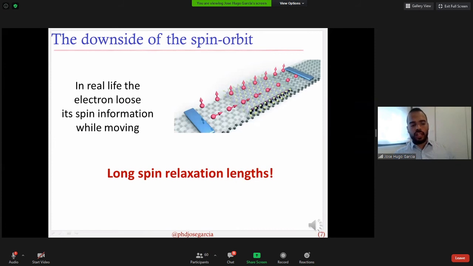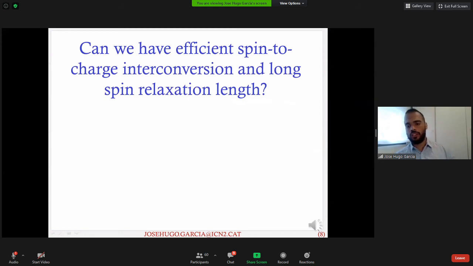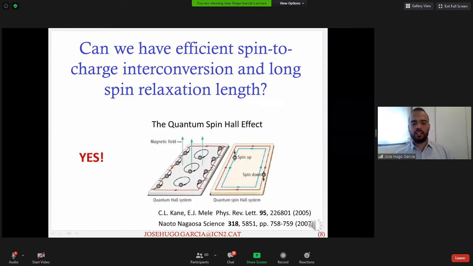So also in real life, these electrons must lose the spin information while moving. So you want this figure of merit, called the spin relaxation length, to be very large. So the question is, can we have a large spin-to-charge conversion and also a long spin relaxation length? And yes, there is this phenomenon called the quantum spin Hall effect, where the electron travels along the edges of a material, and they are completely insensitive to a certain kind of disorder and scattering.